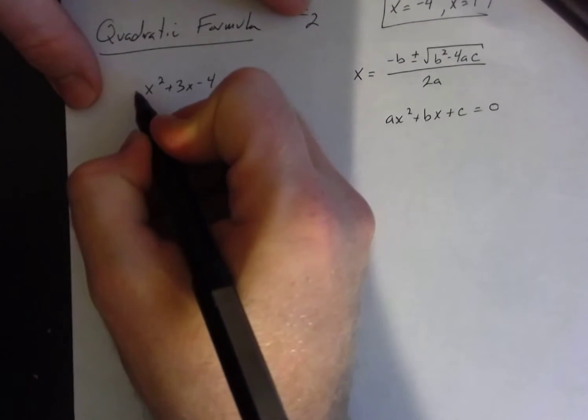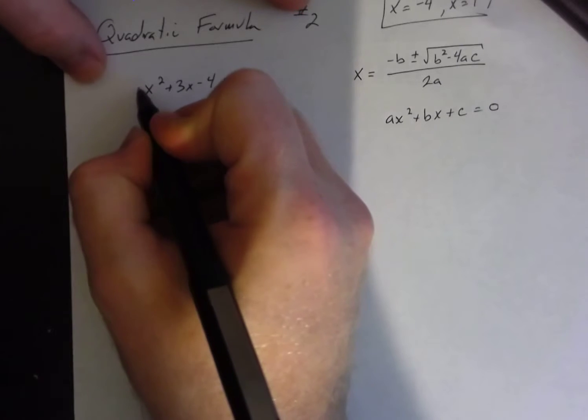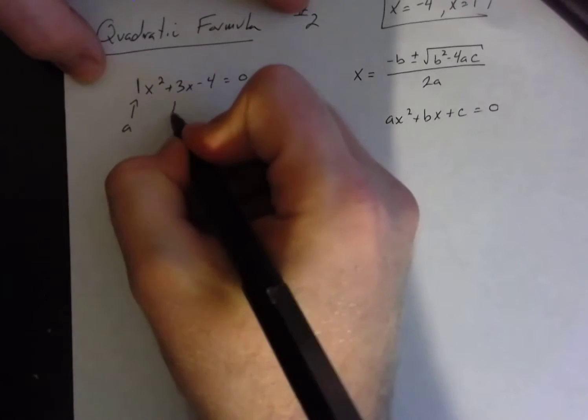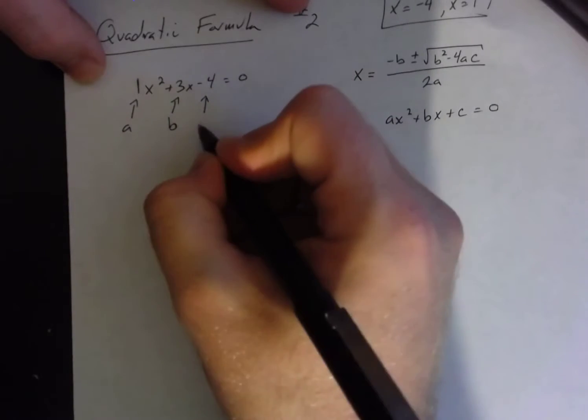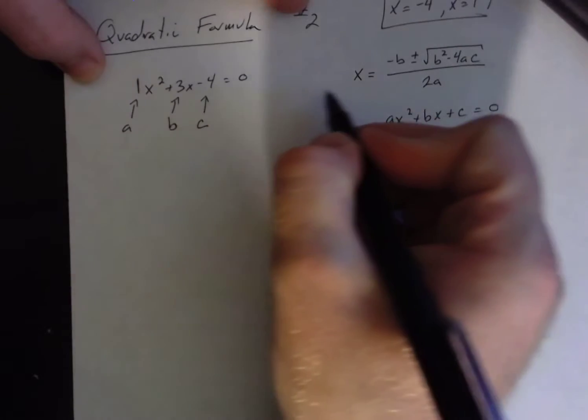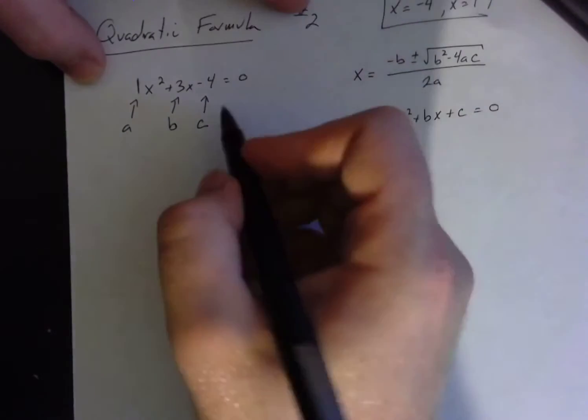So, one more time, identifying your a, b, and c. In this case, there's nothing in front of x squared, so I'm going to put a 1 there. That is my a. The 3 alone is my b, and the negative 4 is my c. Be very, very careful to make sure that the signs get plugged in with the constant it's replacing.